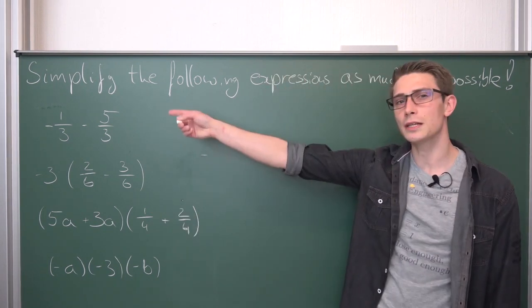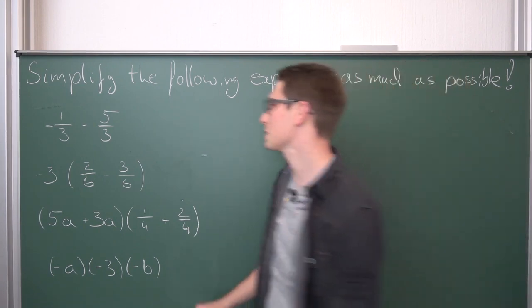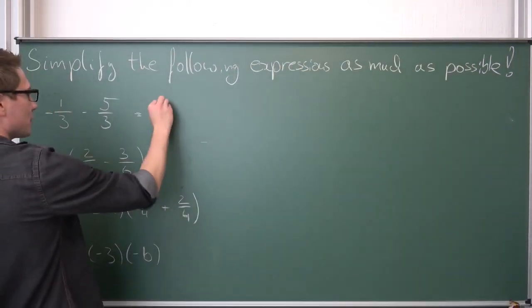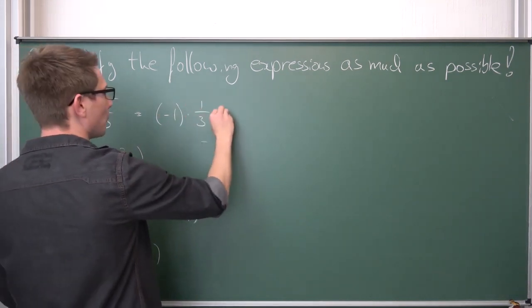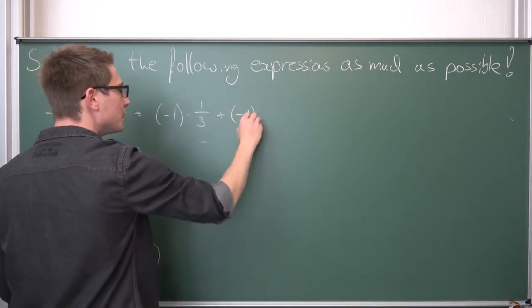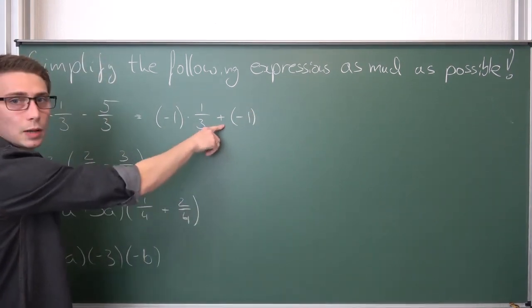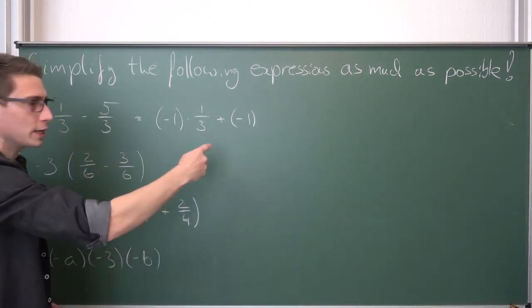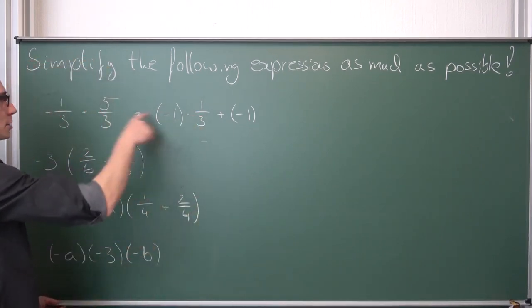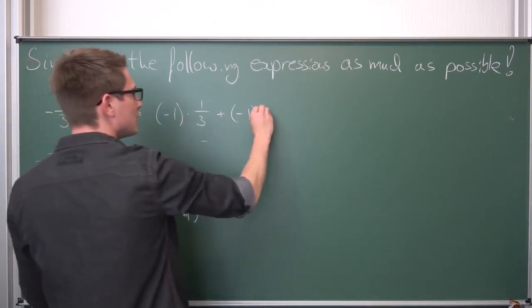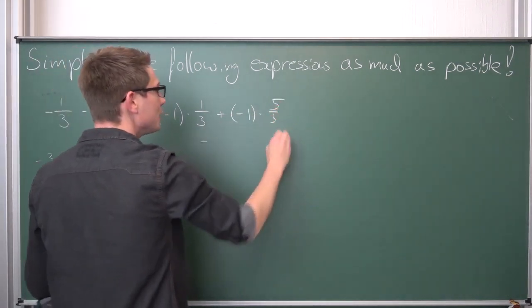So let's rewrite this expression here, the sum, as the following. This is nothing but negative 1 times 1/3 plus negative 1, okay, minus times plus is going to be negative. We had covered this before. I did a little proof, you could say, in the integers video, so negative, and then times 5/3.